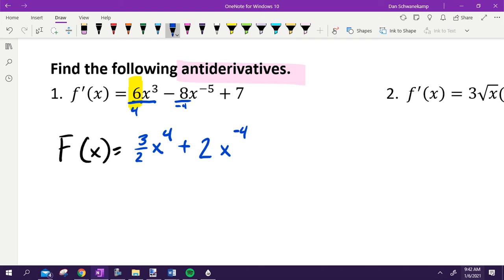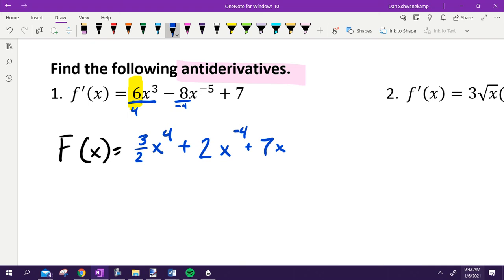And then 7. I'm adding 1 to my exponent. So my new exponent is going to be x to the first, because it wasn't there. I'm adding 1, so now it's x to the first. I'm going to divide by my new exponent, so I'm dividing by 1. And so my leading coefficient is just 7, 7x. Think about it. It should make sense. Derivative of 7x, oh yeah, it's 7. Okay, we're doing the opposite of taking a derivative.